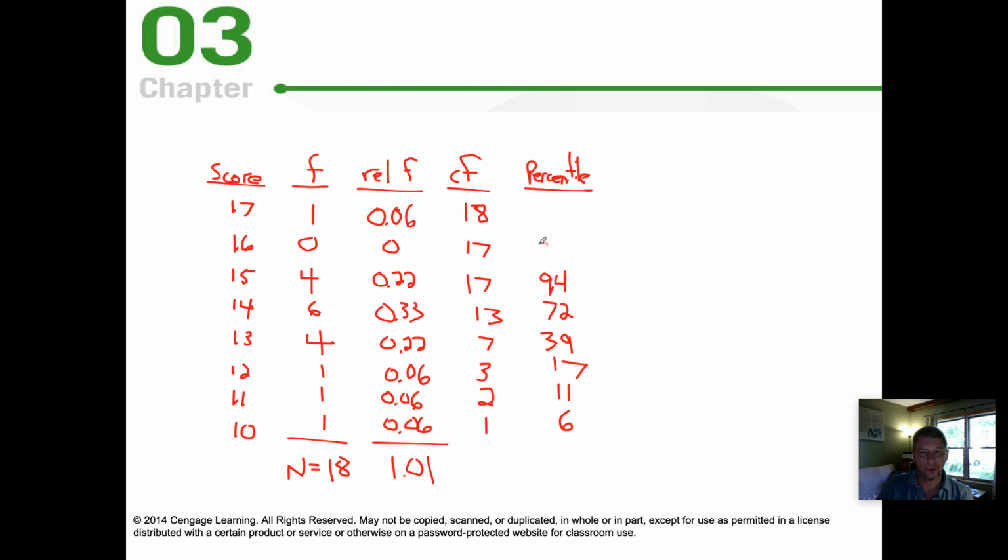I don't have to redo the calculation because 16 has a cumulative frequency of 17 as well. And then, of course, 18 divided by 18 times 100 is 100. And so there's my percentile. So this is a summary of Chapter 3, given the data that we had.